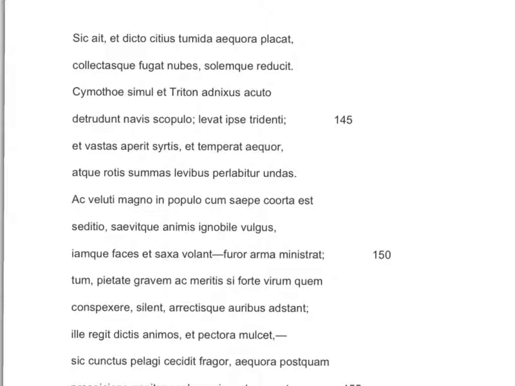All right, first of all, let's look at this word, ait. The understood subject, of course, is Neptune, who we saw in the last passage. Virgil has not given us a new subject, so we will assume that Neptune is still the one who's doing all the action. Thus, Neptune spoke, sic ait.